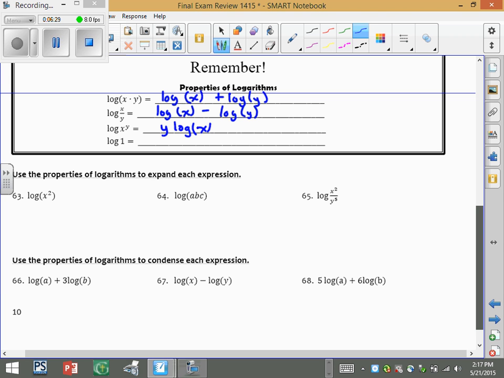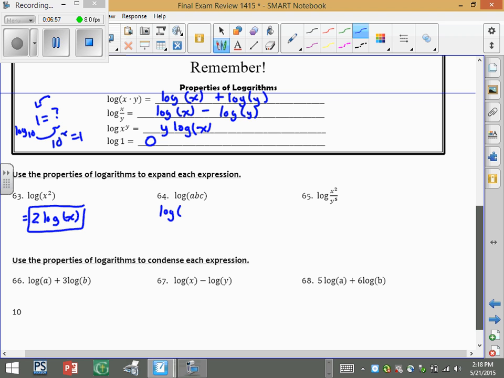And then log of 1, remember that's like saying base 10. So 10 raised to the what equals 1. Well, that's anything raised to the 0 power. So log of 1 is 0. So let's use our properties to expand these logarithms. Here we just have an exponent, so we just need to go ahead and put that 2 out front. So 2 log of x, and we're done with 63.